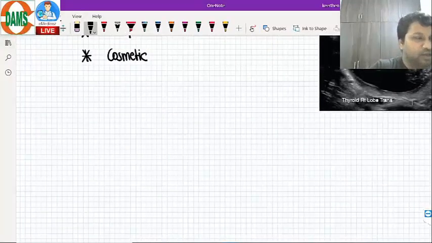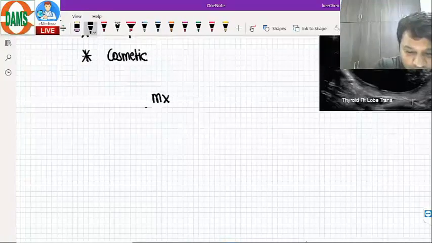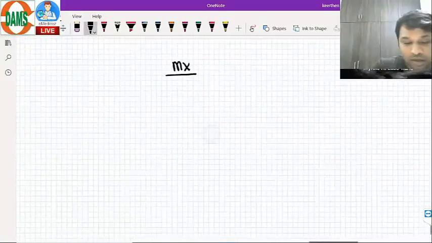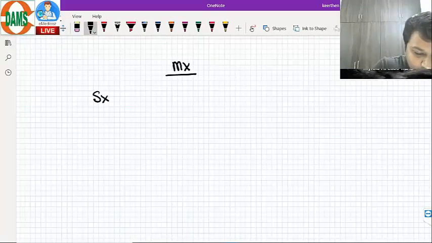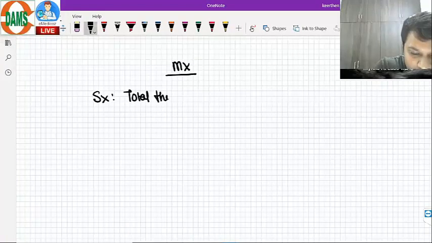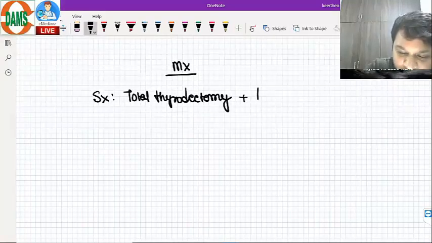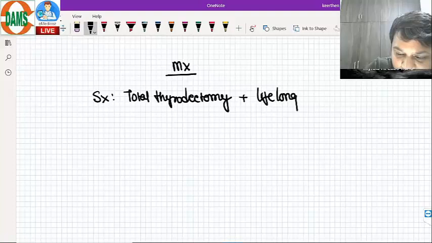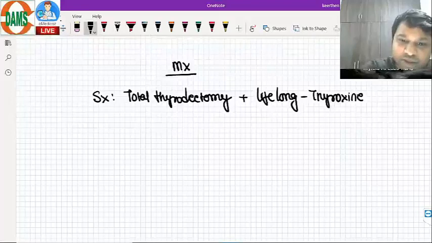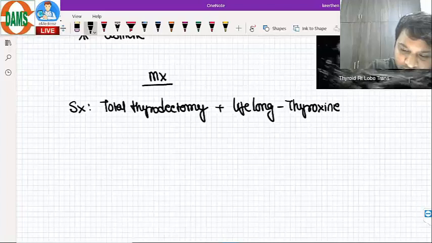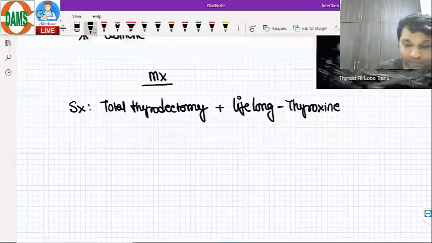All right. Now, talking about management, how would you like to deal with a patient of goiter? All patients where the indication of surgery is there, we'll go with surgery, and the surgery of choice happens to be total thyroidectomy. The surgery of choice in all patients of goiter is going to be total thyroidectomy with lifelong supplementation of thyroxine, right? This is the surgery of choice.